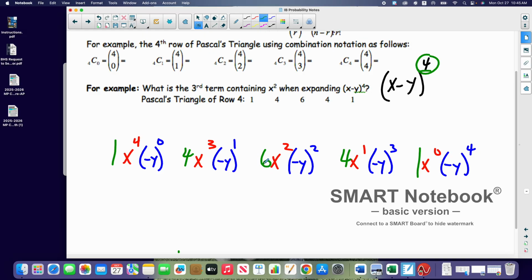Now, let me ask a question. Why is 4 choose 1, 4, and why is 4 choose 3, 4? Why are they the same? 4 choose 1 or 4 choose 3? Because the exponents add together. Because they add up to the 4, it's the same combination as 4.